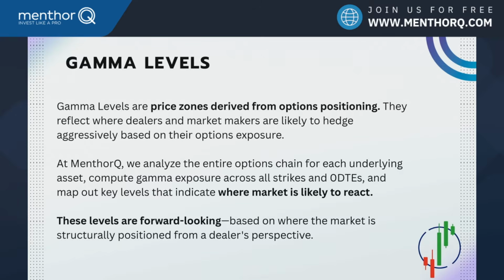These levels are also not based on historical price action like technical analysis, like technical indicators, but they are forward-looking. So they are based on where the market is structurally positioned from a dealer perspective. So it's very important. When you look at lines on a chart, they're not based on price action. They're based on option positioning. So even though you think they're just simple support and resistance areas, they're actually much more because they carry a lot of importance and a lot of weight.